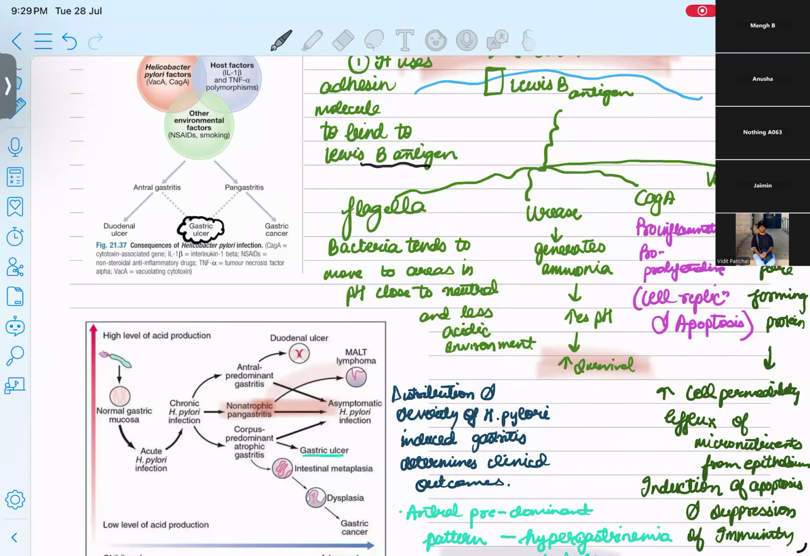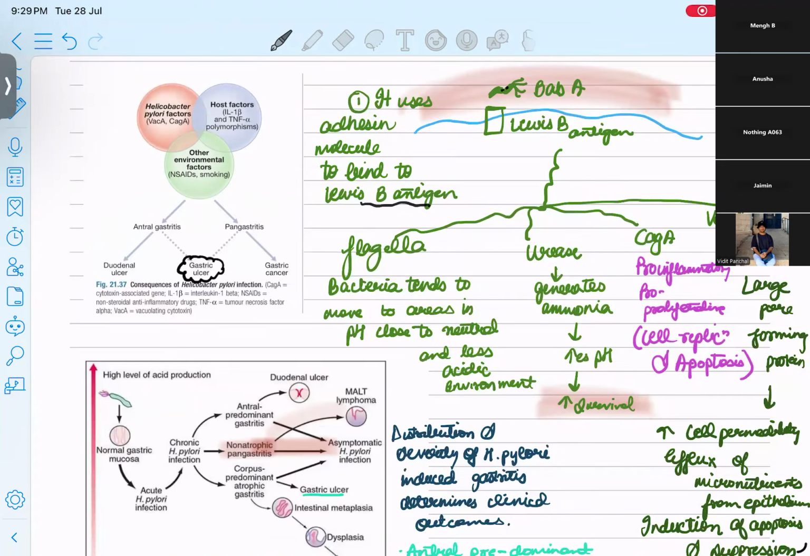So in a very acidic environment the bacteria is able to survive. This is a different property of it. But still, the flagella helps the bacteria in moving to areas where the pH is a little higher and the acidic environment is less. The urease present in H. pylori generates ammonia, which increases the pH and increases its survival. So this bacteria is quite a dangerous villain, I would say, because it has so many different factors.